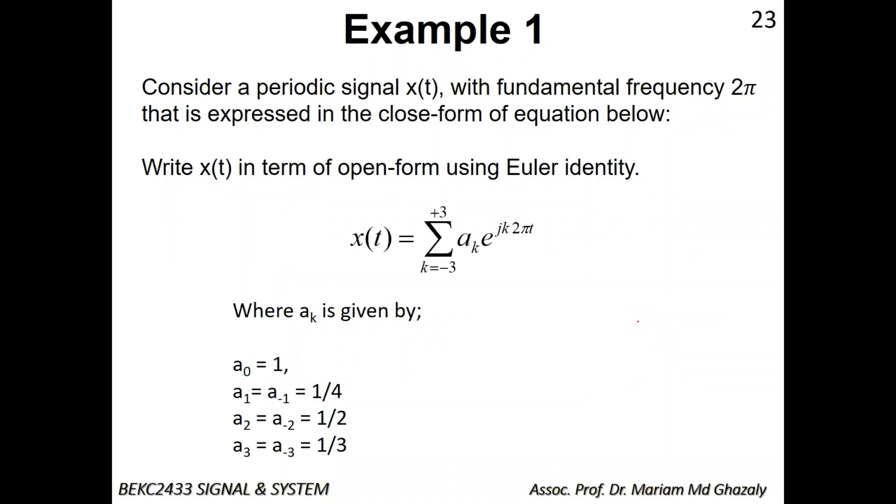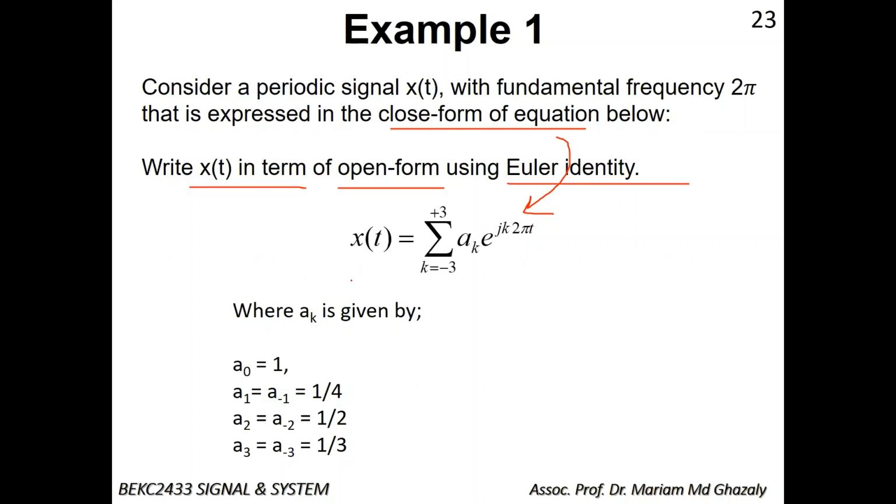So let's see an example, which is example 1 here. Consider a periodic signal x(t) with fundamental frequency 2 pi that is expressed in the closed form of the equation below. The signal x(t) is expressed with a closed form equation. The question asks you to write x(t) in open form using the Euler identity.